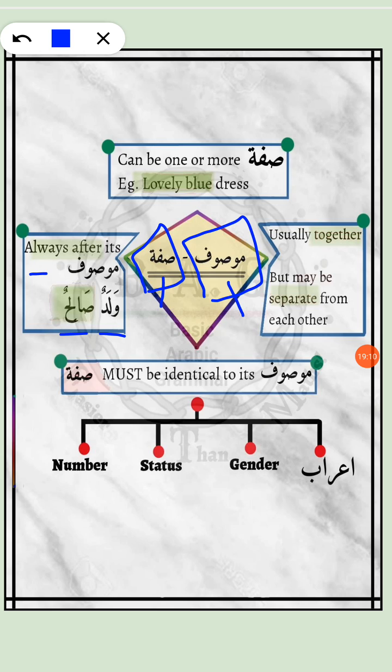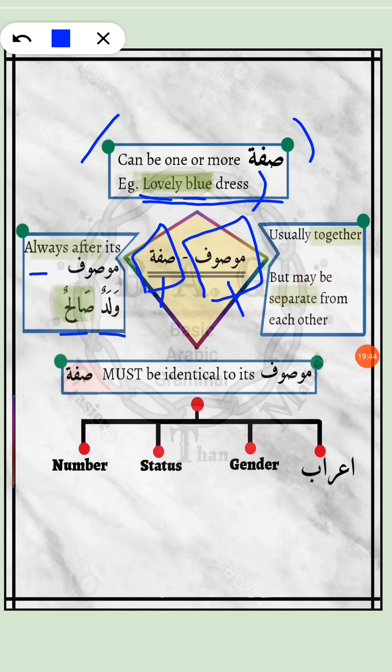Then I said that the sifa can be one or more than one in number. For example, if I say lovely blue dress, there are two adjectives defining this dress. It's of course lovely and it's blue in color. We can also see it from the phrase Bismillahir Rahmanir Rahim. There are two sifas for Allah subhanahu wa ta'ala: Rahman and Rahim.